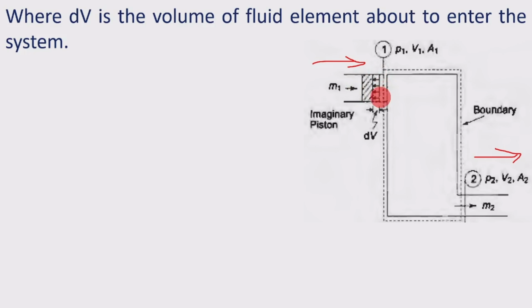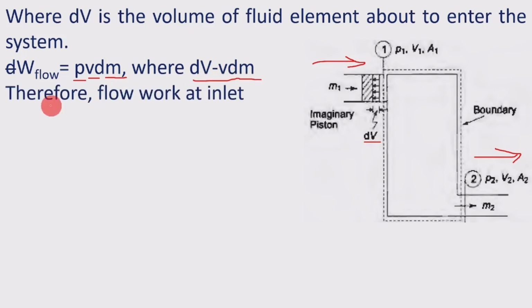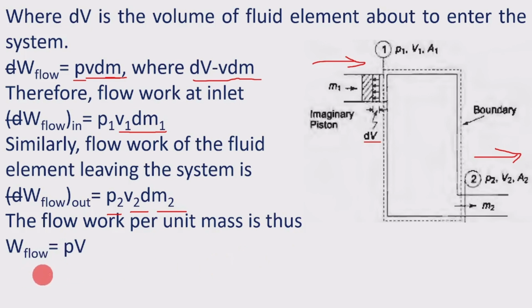And here we are going to consider an imaginary piston, where the fluid pressure P is acting on the piston area. Therefore dV is the volume of the fluid element about to enter the system. And dW flow can be given as pressure multiplied with the volume and dm, the change in mass, where dV is written as v dm. Therefore, if you substitute, we can write the flow work at inlet as dW flow in equal to P1 V1 dm. Then the v dm at the inlet is V1 dm. Similarly, the flow work of the fluid element leaving the system, dW flow out, can be written as P2 V2 dm2. Then the flow work per unit mass is thus W equal to PV.